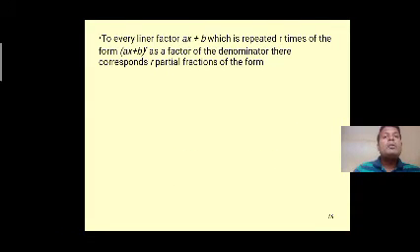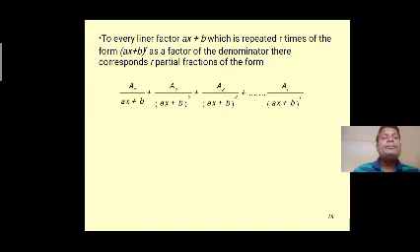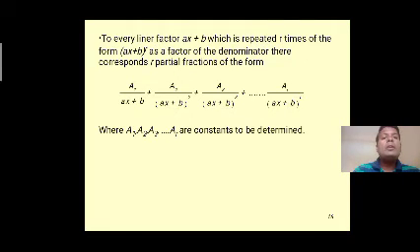To every linear factor (ax + b) which is repeated r times, of the form (ax + b)^r as a factor of the denominator, there correspond r partial fractions of the form A1 by (ax + b) plus A2 by (ax + b)² plus A3 by (ax + b)³ plus so on, Ar by (ax + b)^r. This partial fraction formation depends only on the factors of the denominator, where A1, A2, A3 and so on up to Ar are constants to be determined.